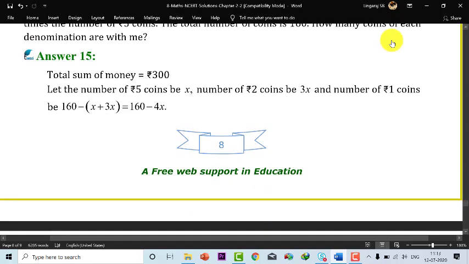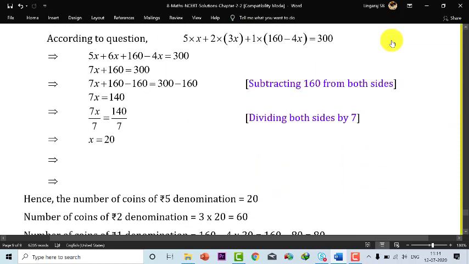So according to the given question we can write the solution. Total sum of money is equal to 300 rupees. Let the number of 5 rupee coins be x, the number of 2 rupee coins be 3x, and the number of 1 rupee coins be 160 minus x plus 3x, which is 160 minus 4x. So according to the question, 5 into x plus 2 into 3x plus 1 into 160 minus 4x is equal to 300.